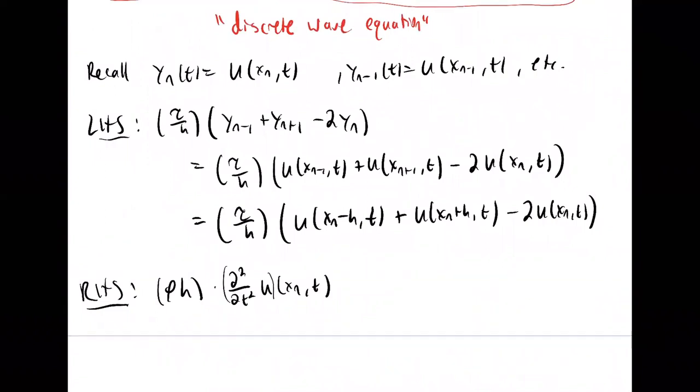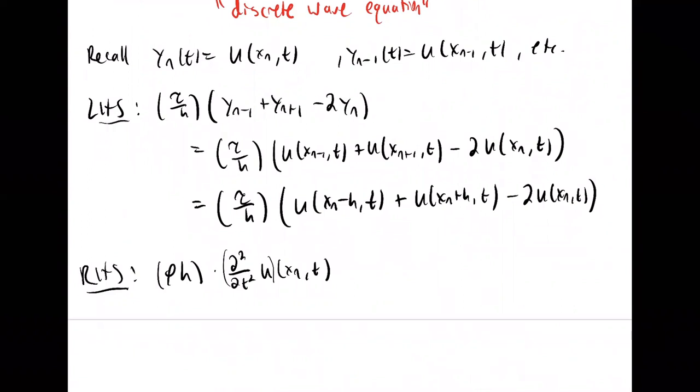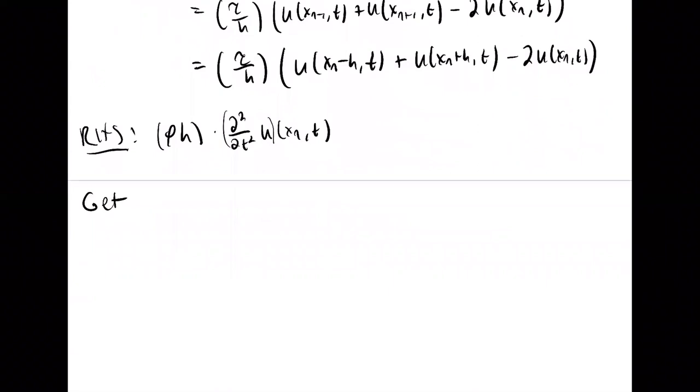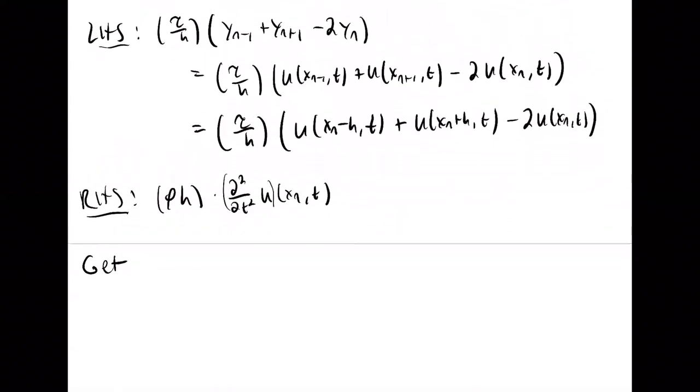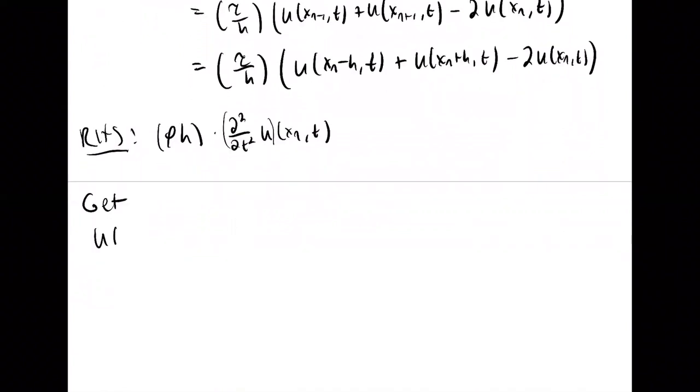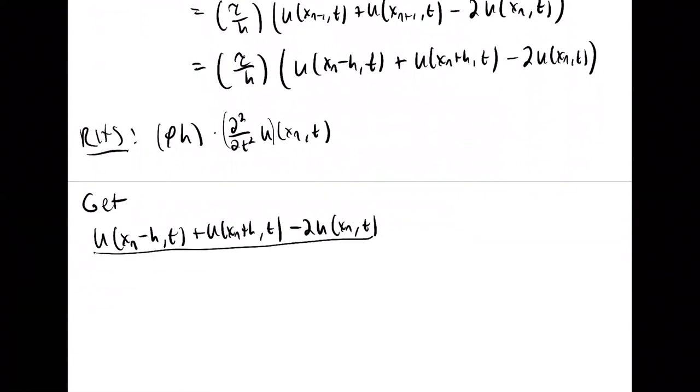Right, and so finally what I'm going to do is set these equal to one another and then divide by h. So with a little bit of algebra, on the left-hand side I get u of xn minus h, comma t, plus u of xn plus h, comma t, minus 2 times u of xn, t, divided by h squared, is equal to, moving all the constants over to the other side, rho divided by tau times the second derivative of u with respect to t at xn at time t.